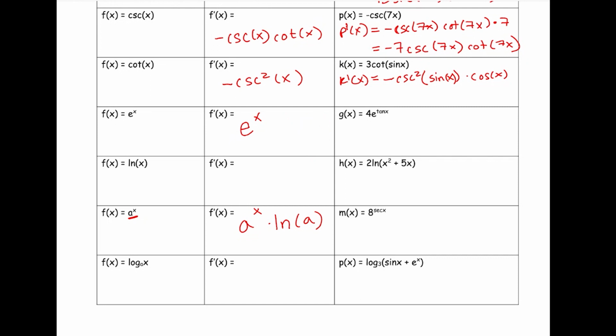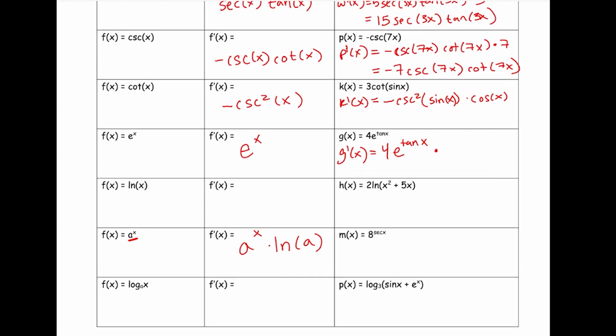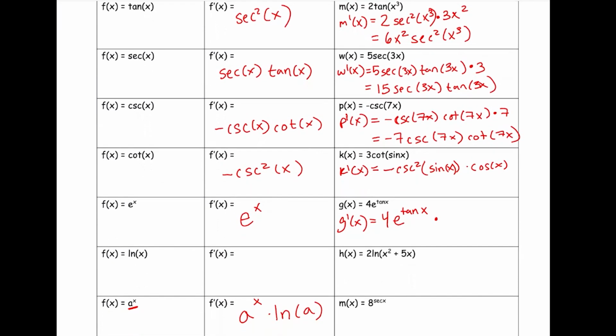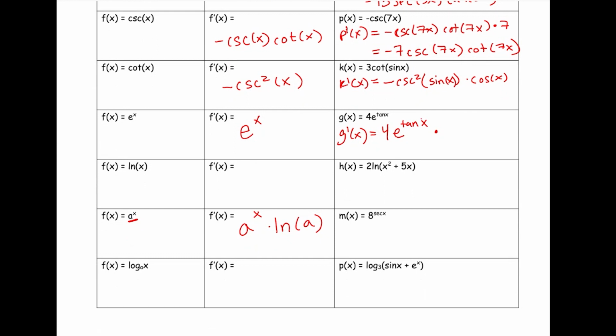So the base of e is just a special base here that we can shortcut our way through and just call it e to the x. So the derivative of 4 times e to the power of tangent x is we're going to have that 4, times e to the tangent x, this is the same thing we started with, but times the derivative of tangent x, which as we reviewed earlier, is secant squared x. So we're going to have times secant squared x.